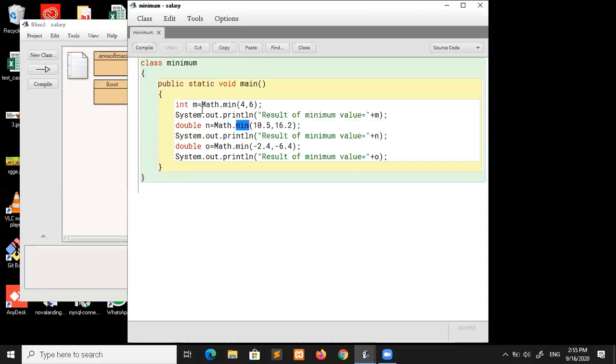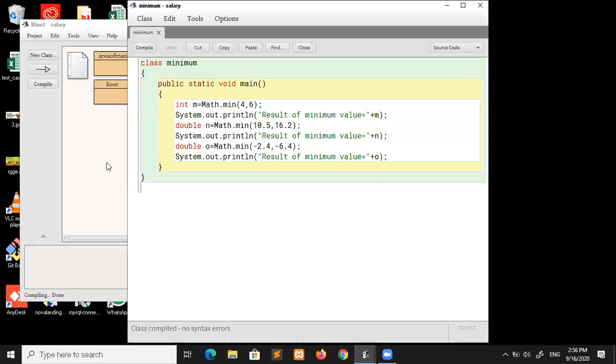So for that purpose, the syntax over here is: I'll declare a variable, which should be of one word or one alphabet. So int m is equal to, and where does min come from? It is derived from the math package internally. So that's why Math is being used. So Math.min and 4 comma 6, that is number 1 comma number 2 semicolon. So this is the syntax for this. Okay, so now I'll just compile it.